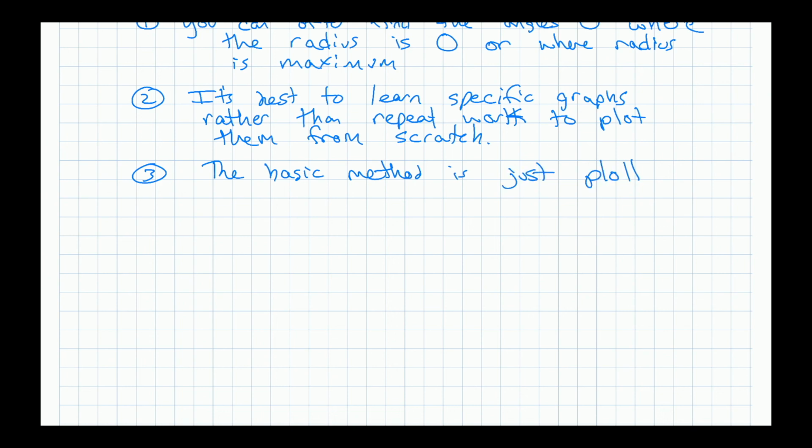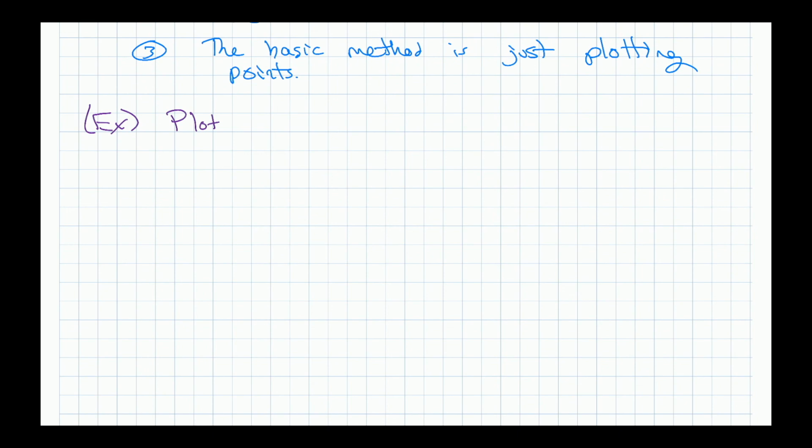Plotting points that you put in a table. Okay, so let's go ahead and take a look. So here's an example that we're going to use to test this. So we're going to try an example plot. What are we going to plot? We are going to plot r equals 4 cosine theta.